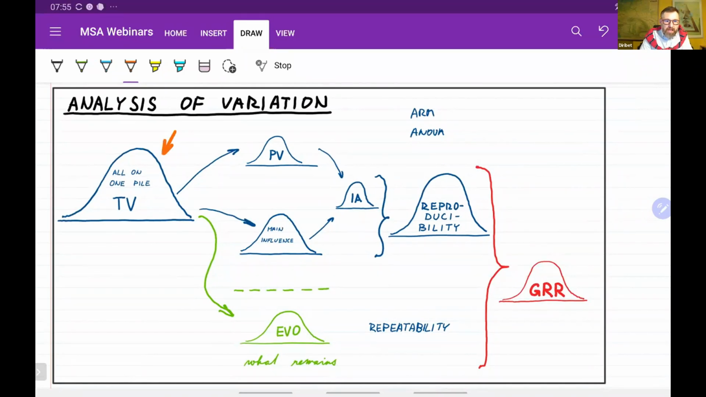So if we have 2 operators, 2 repetitions, 10 parts, that's 40 values. So they all are put on one pile, and we calculate their standard deviation. This is called the total variation.